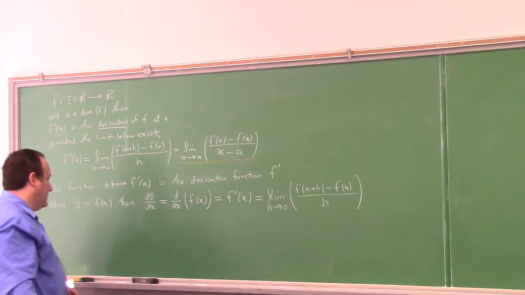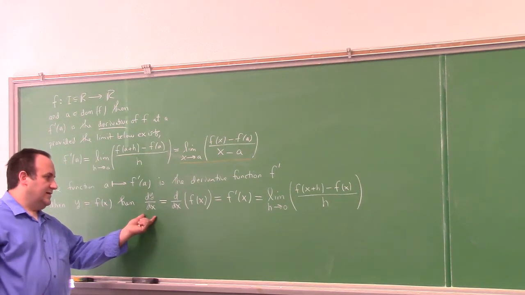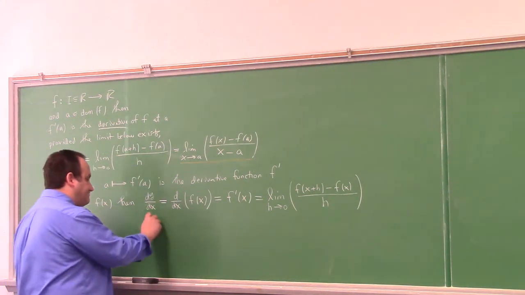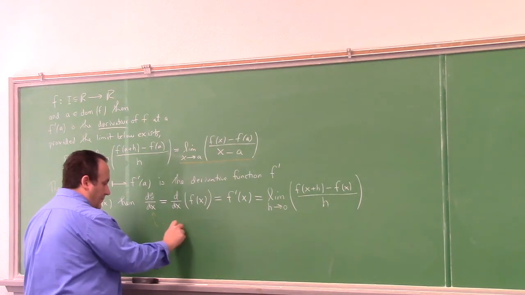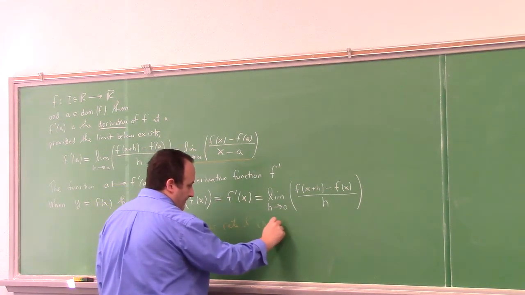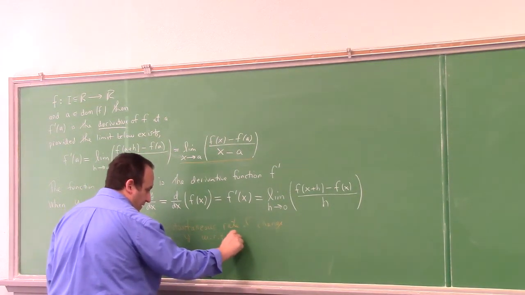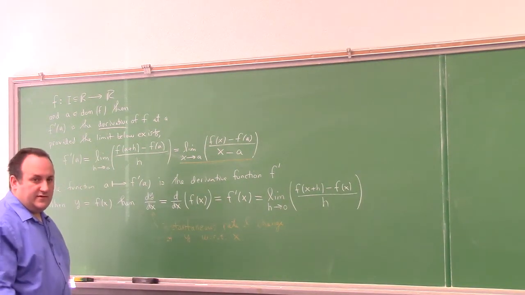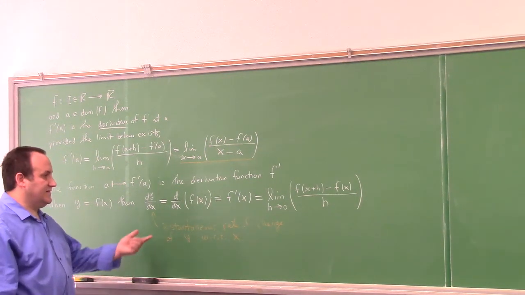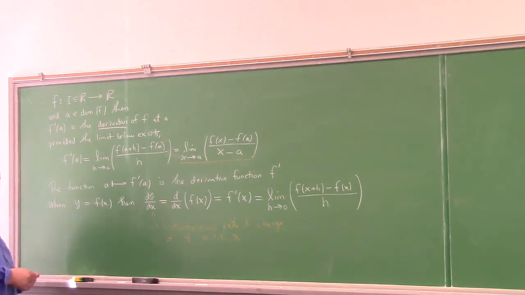But anyway, going back to your question, what's dy dx? Well, dy dx is exactly this. In words, it's the instantaneous rate of change of y with respect to x. It's also the slope of y equals f of x at x. So this is giving us the slope of the tangent line. Does that answer your question?